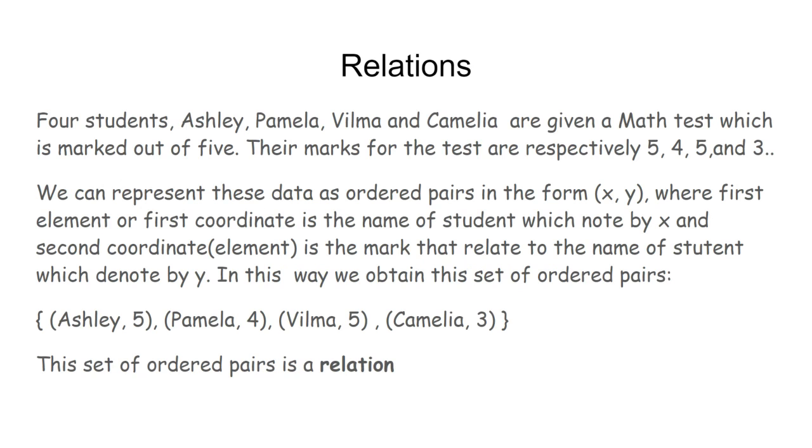We can represent this data as ordered pairs in the form (x, y), where the first element or first coordinate is the name of the student, which is denoted by x, and the second coordinate or second element is the mark that relates to the name of the student, which is denoted by y. In this way, we obtain this set of ordered pairs: (Ashley, 5), (Pamela, 4), (Vilma, 5), (Camelia, 3). This set of ordered pairs is a relation.